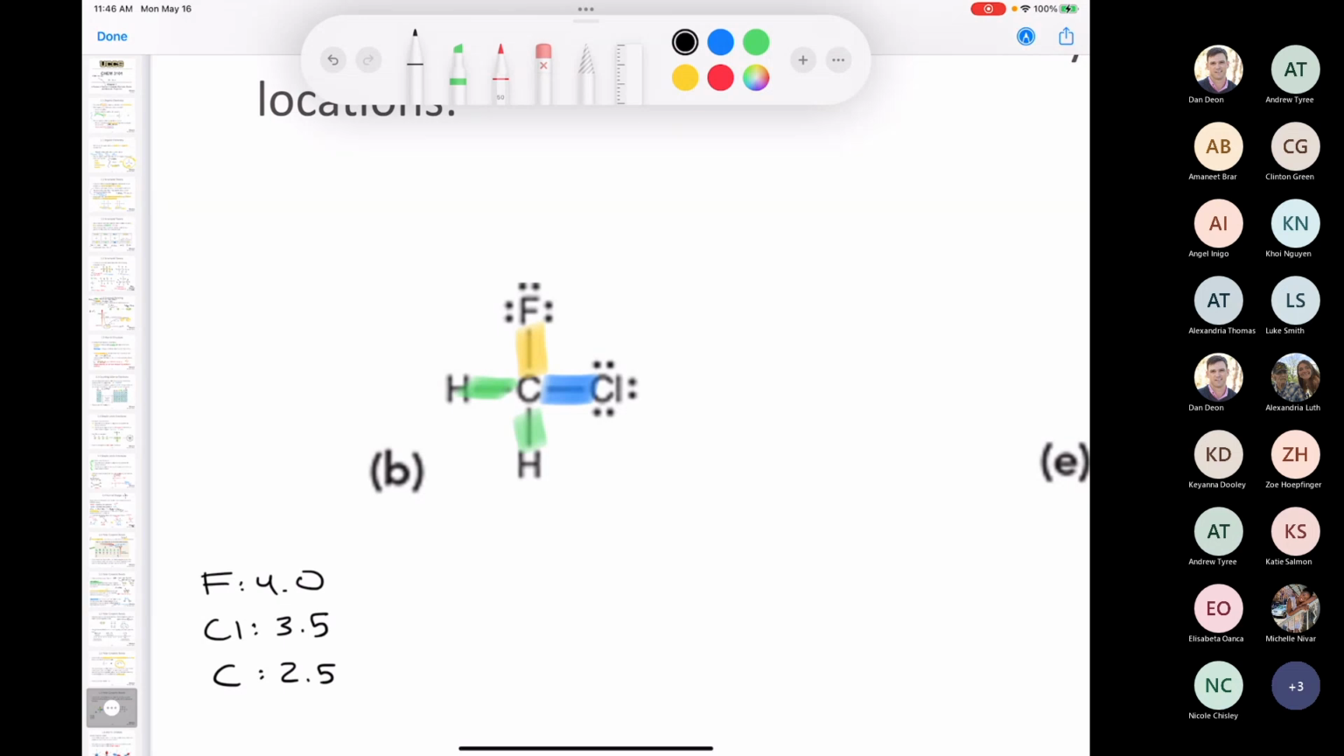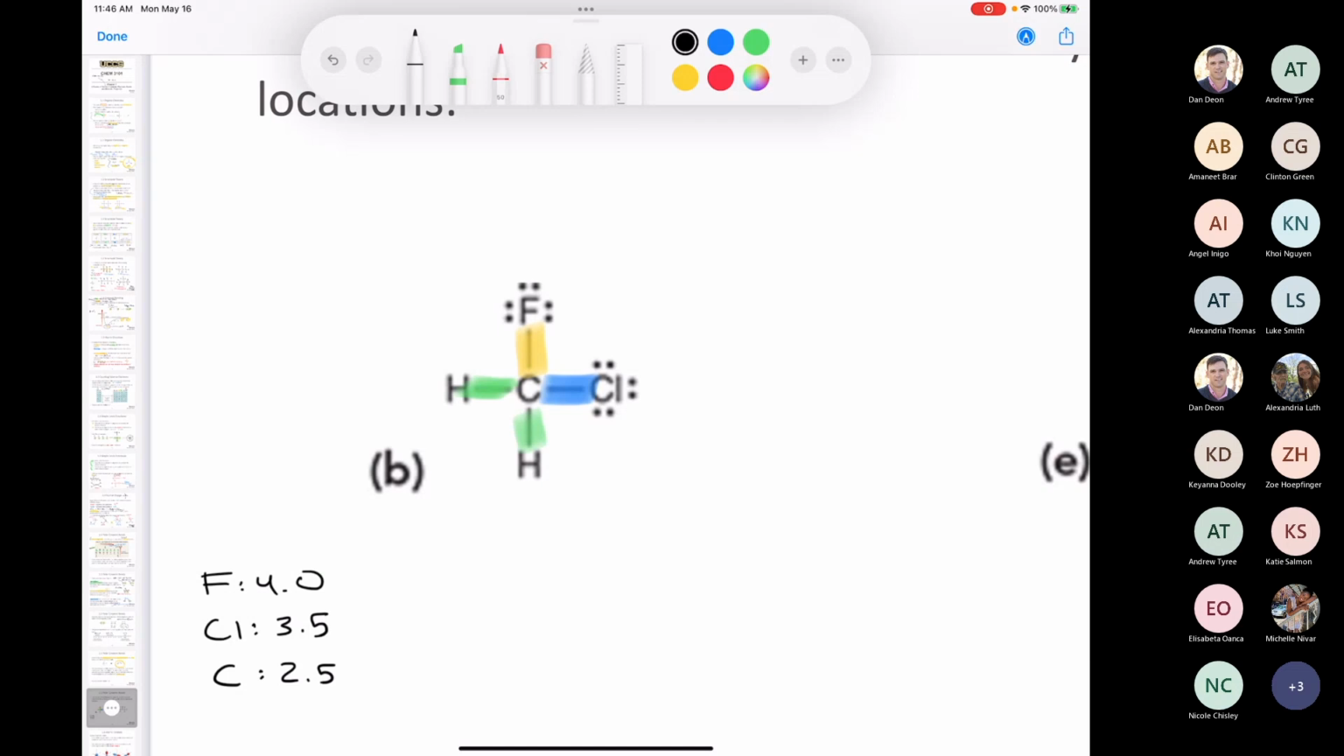Which part are you confused about, Andrew? So I see that Luke has identified one of the polar bonds. Okay, I'd say that the yellow bond is polar, right?